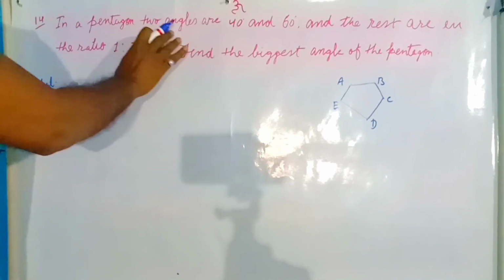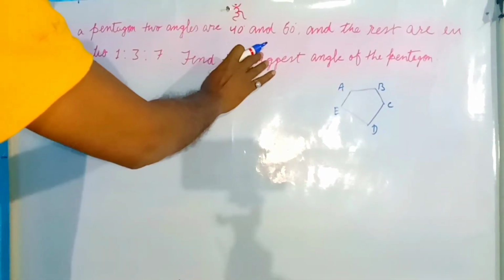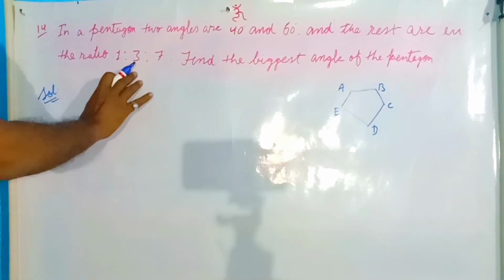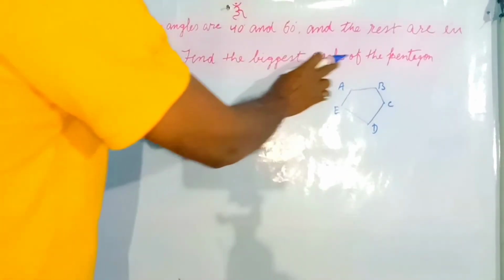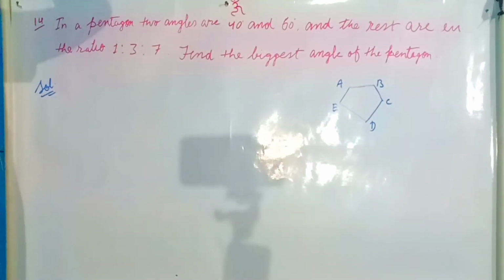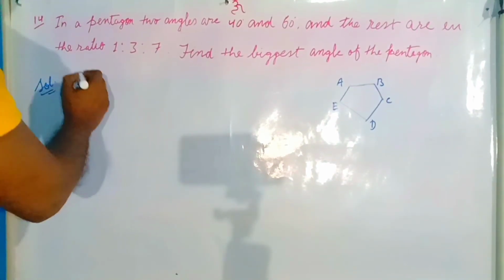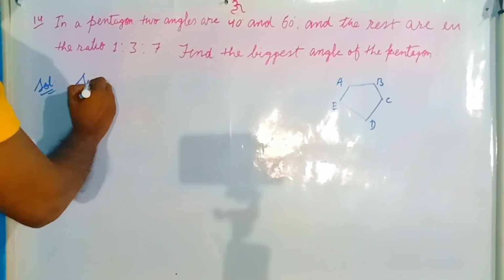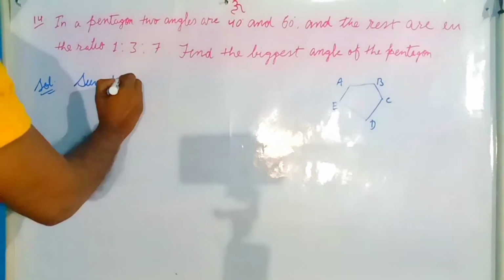Now we have the last question of exercise 16A, that is question number 14. In a pentagon, two angles are 40 degrees and 60 degrees, and the rest are in the ratio 1:3:7. Find the biggest angle of the pentagon. Pentagon means a five-sided figure. So first we will find the sum of angles.